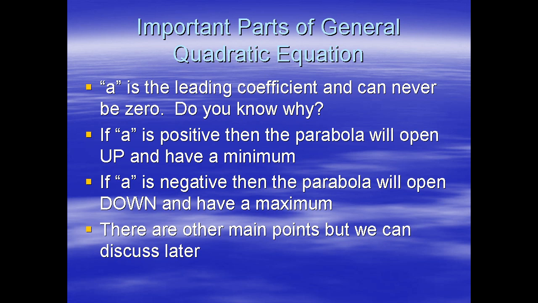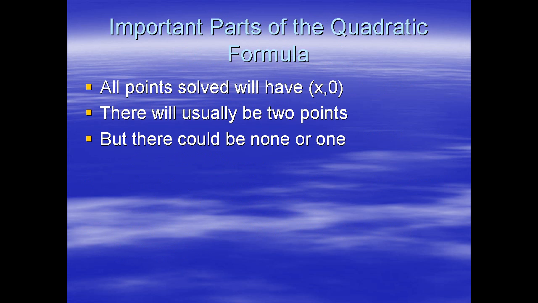So a is the leading coefficient. It can never be 0. Now there's a reason why, but can you think about it? It's actually given in the beginning section here. So if a is positive, you're going to go up, and that will produce a minimum. If it's down, in negative, then you're going to produce a maximum.